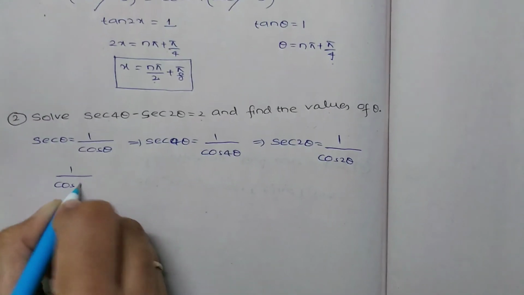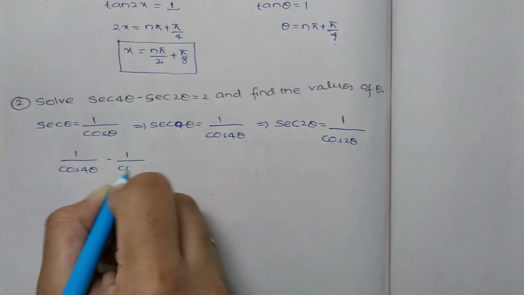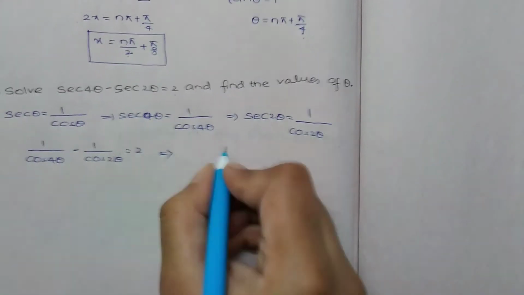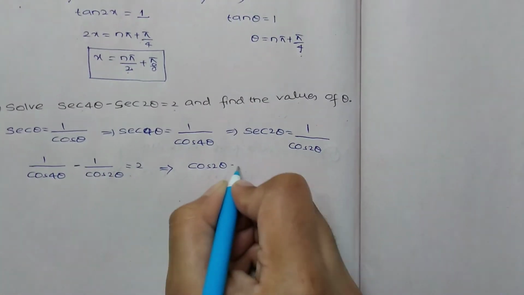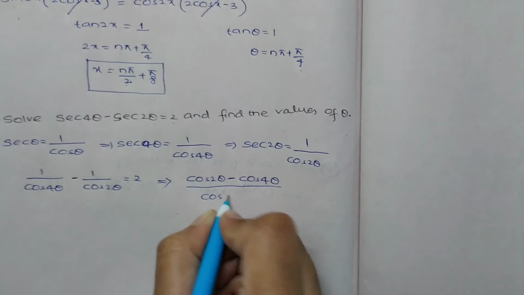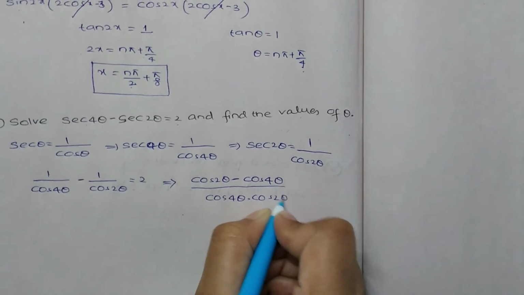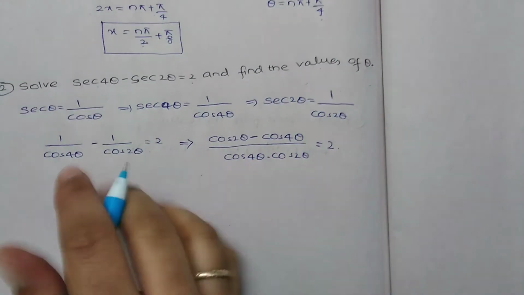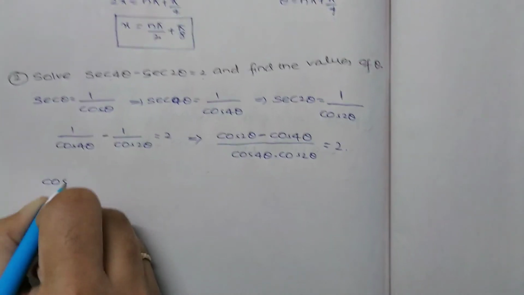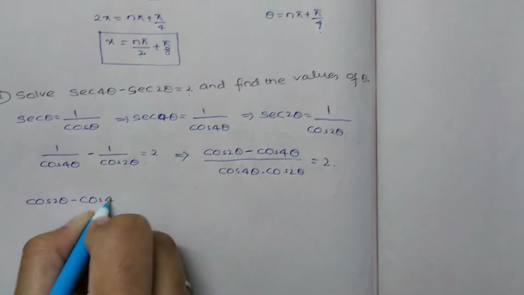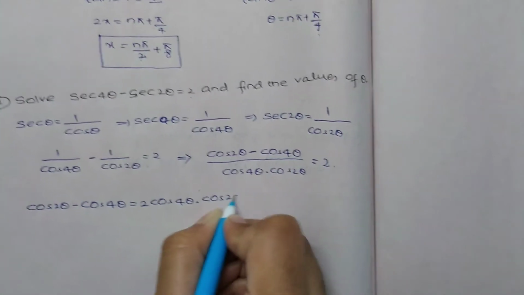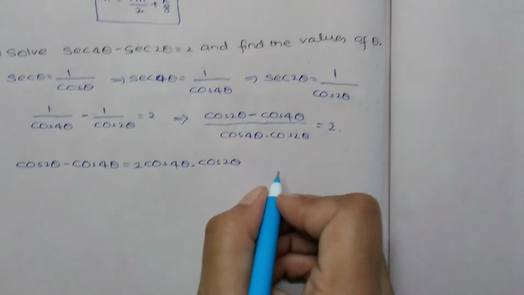1 by cos 2 theta minus 1 by cos 4 theta is equal to 2. LCM: cos 2 theta minus cos 4 theta by cos 4 theta into cos 2 theta is equal to 2. Yes, sending this to RHS, we get 2 cos 4 theta into cos 2 theta.